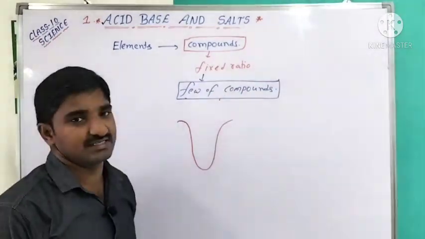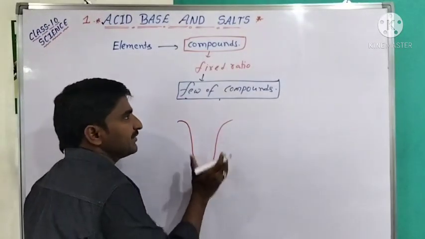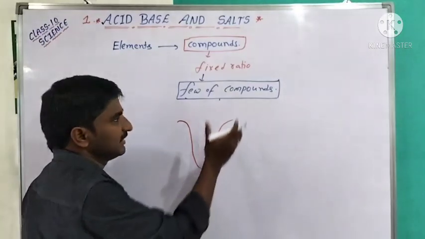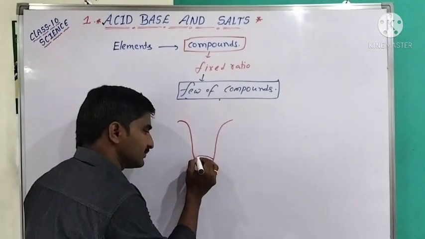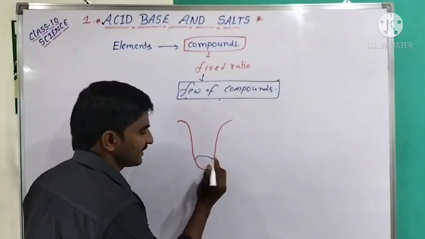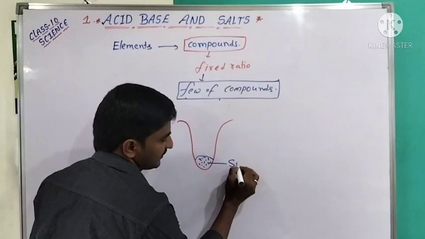In the earlier days, it means ancient days, how can you detect, in this tongue of human being, how can you identify the given compound's nature? For example, this portion of the tongue can identify sweetness.